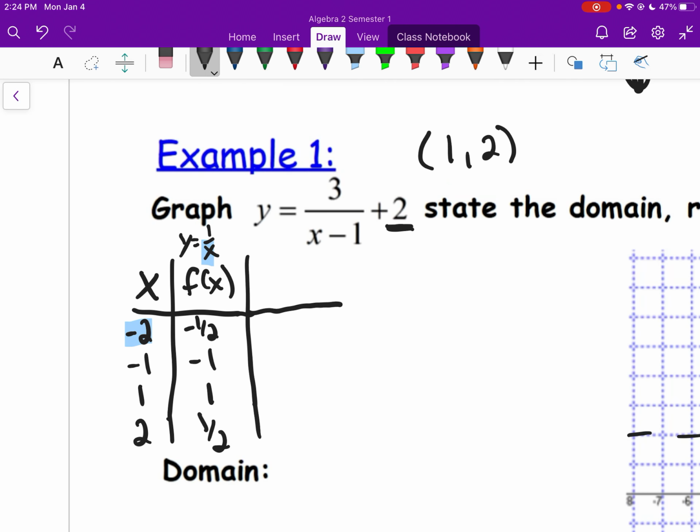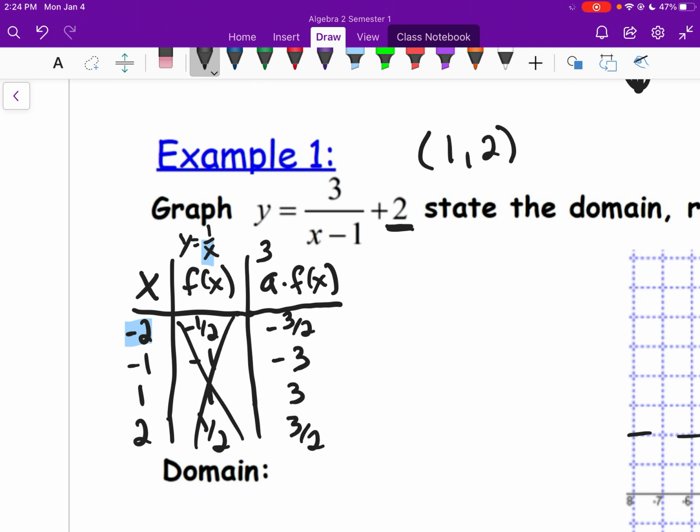And then if you remember, you always take that a value times that column, which in this case is 3. So we're taking 3 times -1/2, which will be -3/2. 3 times -1, or -3. 1 times 3 is 3. 3 times half is 3/2. So if you remember, we ignore the middle column at this point.